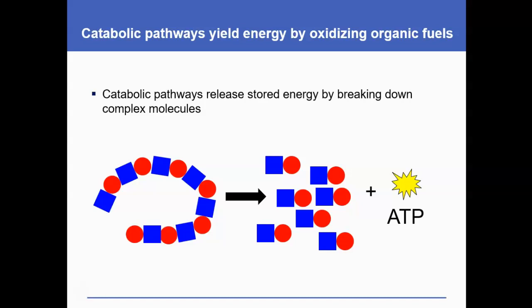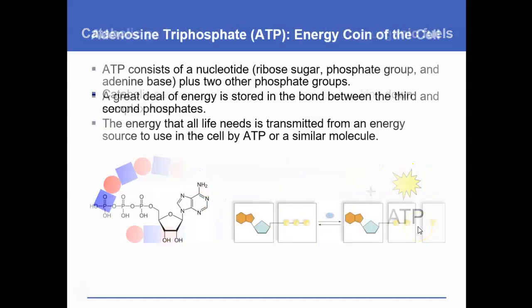So we're going to start with a brief review of thinking about these catabolic pathways that are breaking down polymers, breaking down carbon-carbon bonds and other bonds into smaller components, into monomers, and getting out energy. And that energy is in the form of ATP.